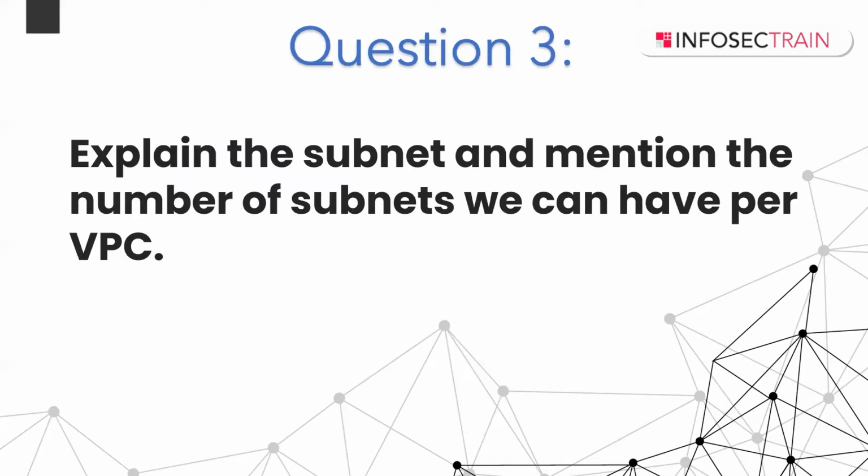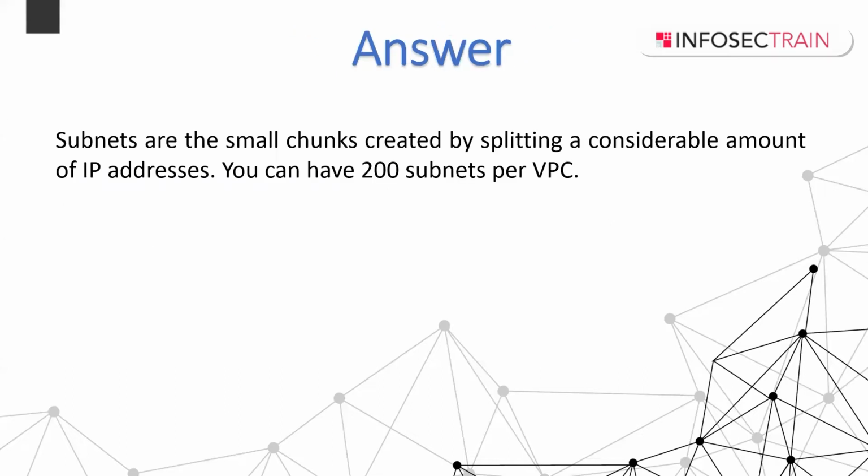Explain the subnet and mention the number of subnets we can have per VPC. So team, subnets are small chunks created by splitting a considerable amount of IP addresses, and we can have around 200 subnets per VPC. Now team, let's take an example. If you're having one VPC, then it's not a good idea to consume the whole VPC for one use.